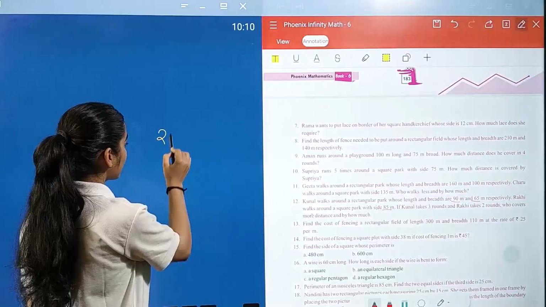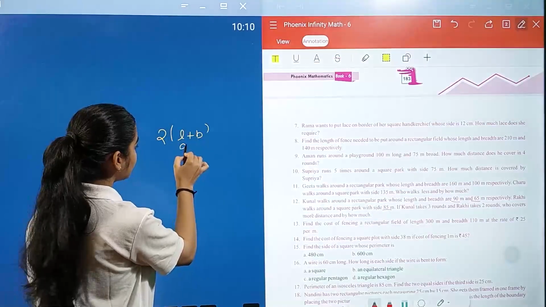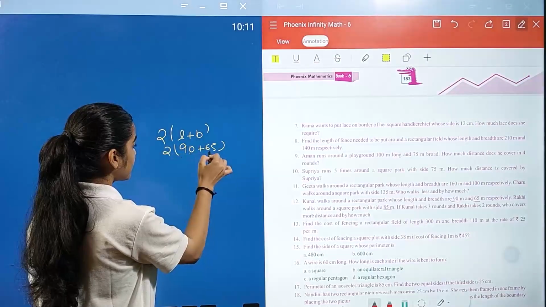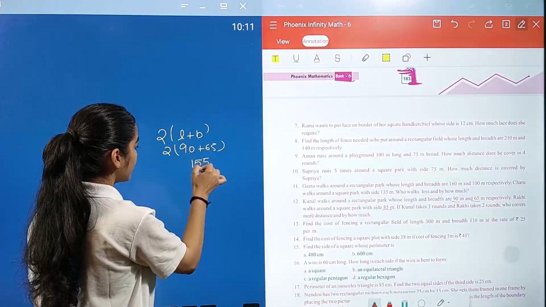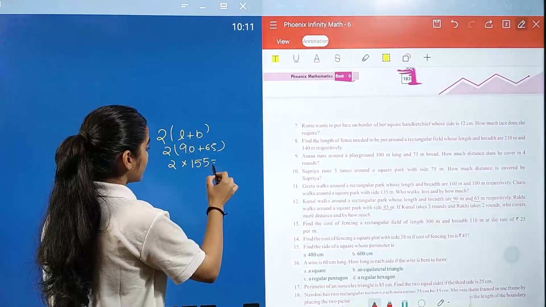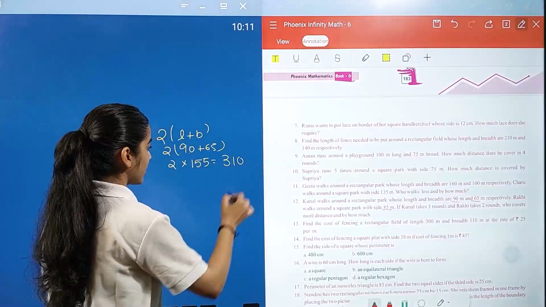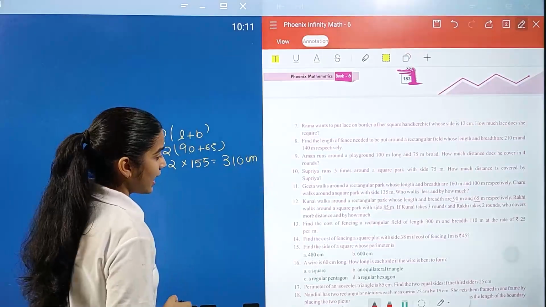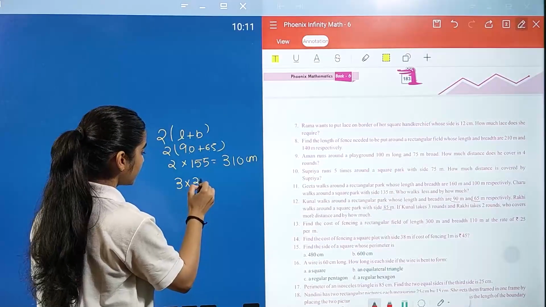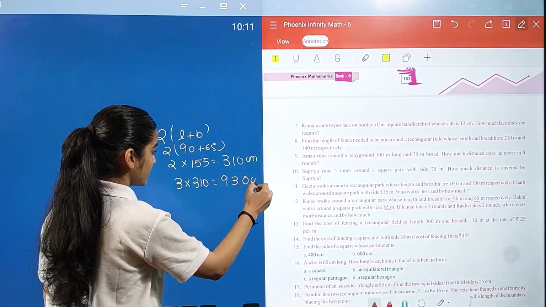So first of all, we have to find out the perimeter of the rectangle. So 90 plus 65 multiplied by 2. 90 plus 65 is 155. Multiplied by 2, it is equal to 310. 310 is your answer, 310 meter. And Kunal takes 3 rounds. So we have to multiply it with 3. So your answer will be 930 meter.